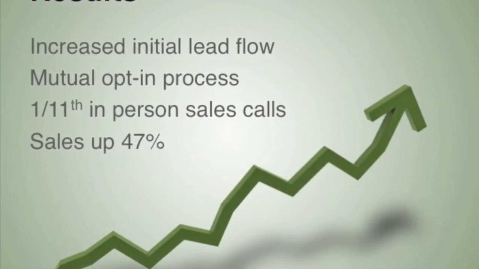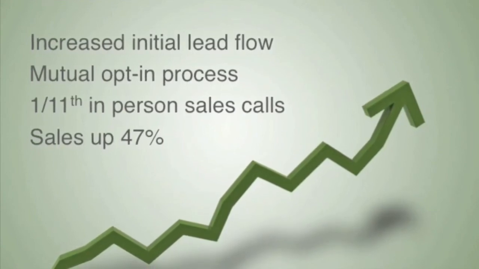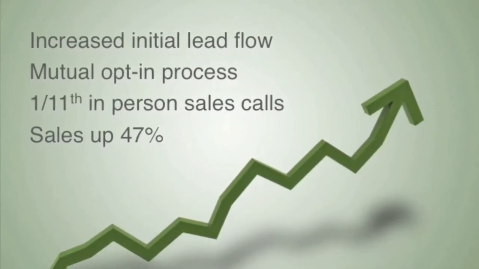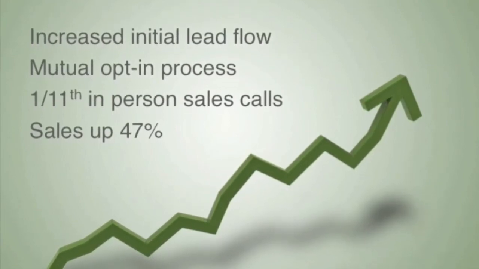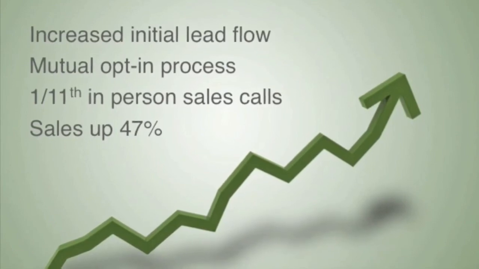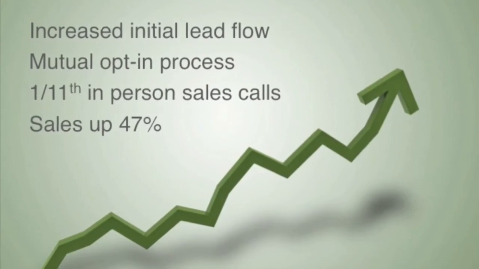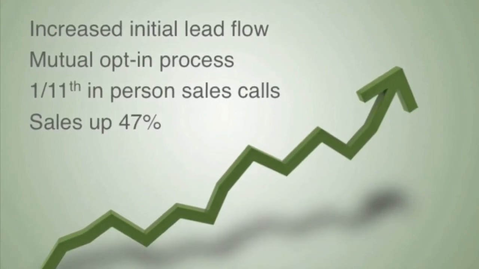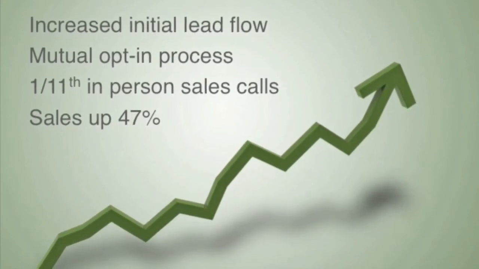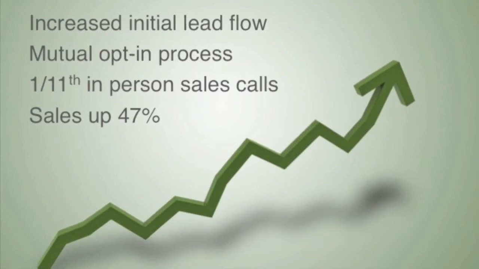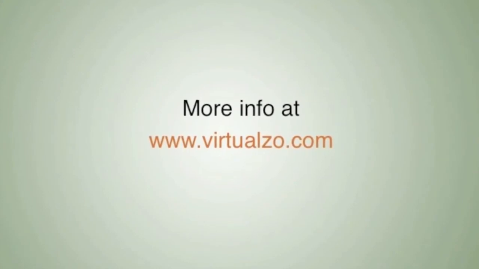What ended up happening was the salespeople dealt with one-eleventh the number of initial phone calls and meetings than they did under the other system, and their sales went up 47%. The reason is you can take a bigger funnel at the top if it's automated. If it doesn't take humans, you can deal with much more workload. So we were very, very inclusive. Everyone's welcome. Then we use mutual opt-in. Then we throw highly skilled people at it, because we don't need Swiss Army knives. We need sharpshooters for this. Sales up 47%. You can learn even more about this process at virtualzo.com.